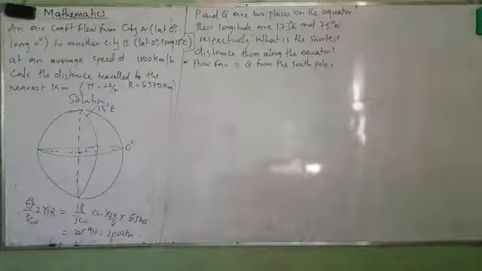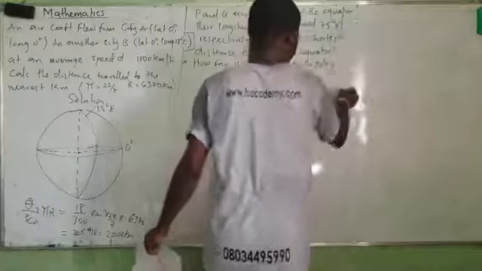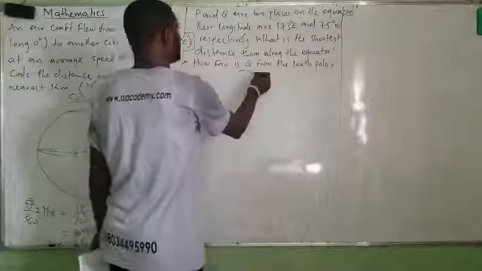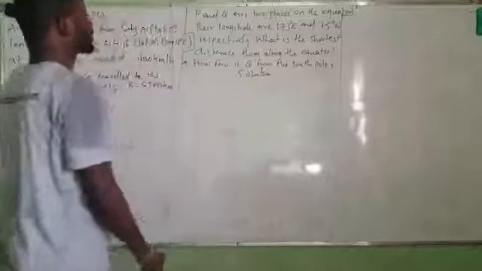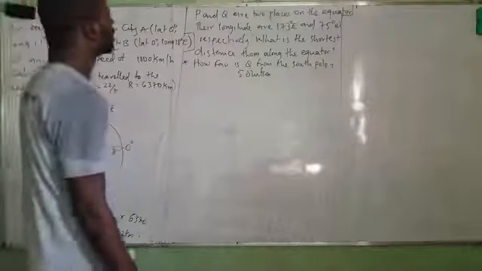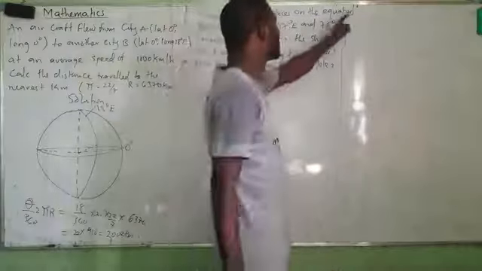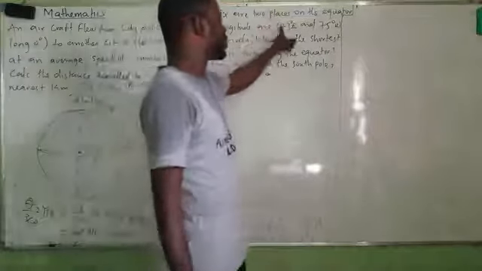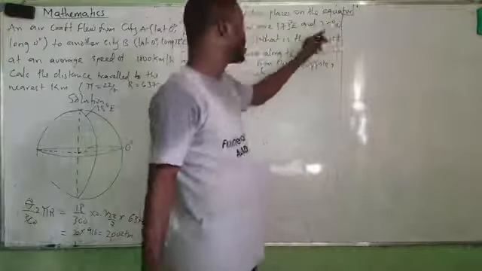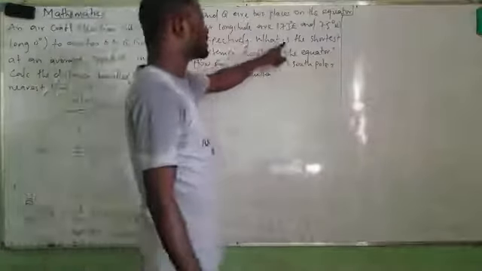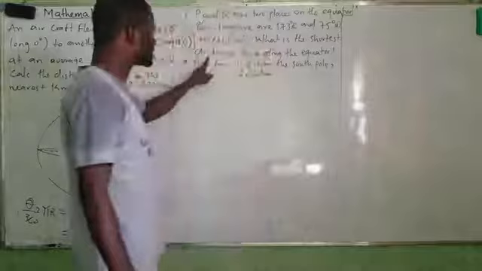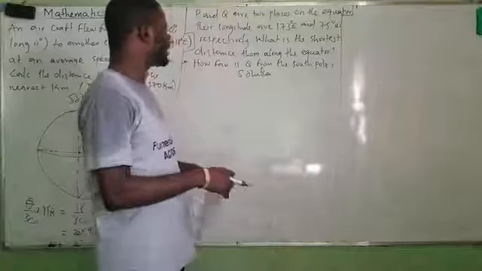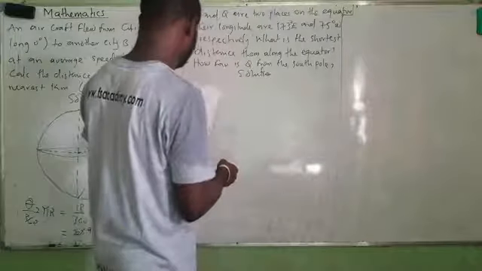Okay, look at this question also. Let's try to work on it. Now, solution to this problem. It's a very nice one. P and Q are two places on the equator. Their longitudes are 170 degrees east and 75 degrees west, respectively. What is the shortest distance between them?